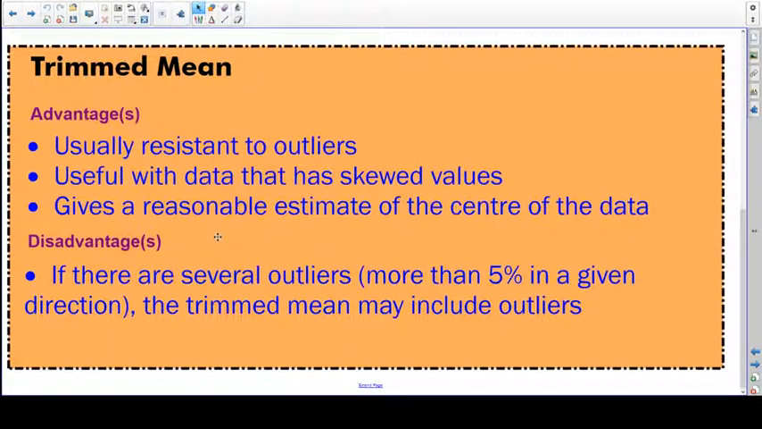We also talked about the trimmed mean. The trimmed mean is usually resistant to outliers. And if the data has skewed values on the left or right, it's a good way of combating that, and it gives a reasonable estimate of the center of the data. But if there's several outliers, like more than 5% in a given direction, the trimmed mean may include outliers and therefore be a less effective measure of central tendency.